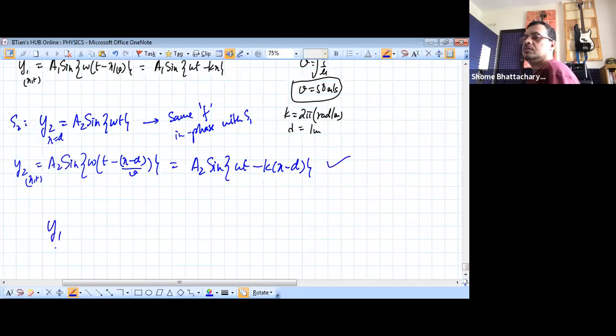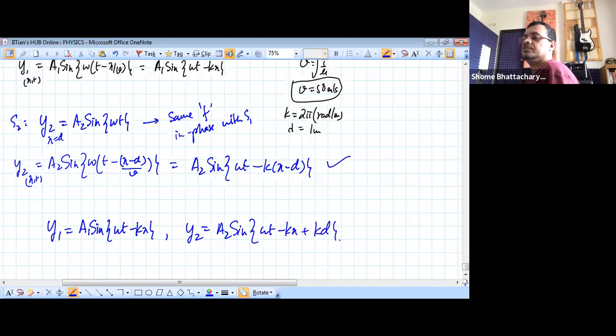So y1 at any given point is A1 sine omega t minus kx, whereas y2 in comparison is A2 sine omega t minus kx plus kd. Okay, so this is the phase difference, where omega was 100 pi and k is 2 pi, like this.